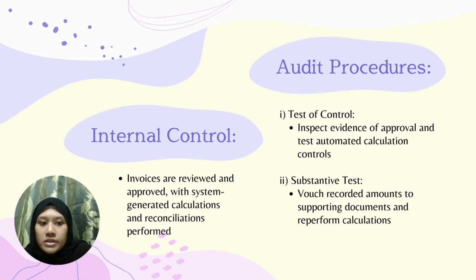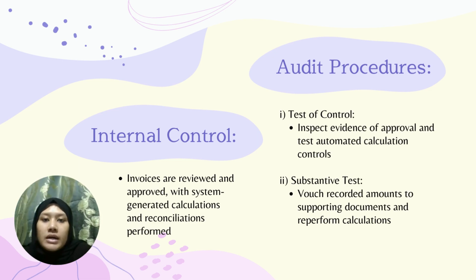To test the effectiveness of this control, we inspect evidence of management review and test automatic calculation controls within the system. From a substantive perspective, we perform detailed testing by matching recorded transactions to supporting documents such as invoices and contracts, and we independently re-perform calculations to verify accuracy.